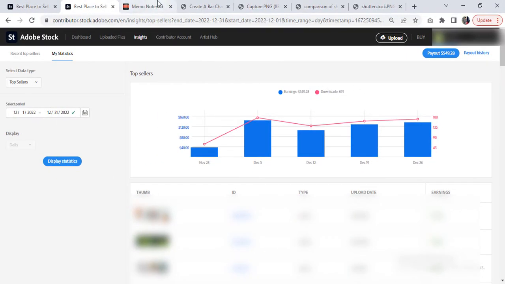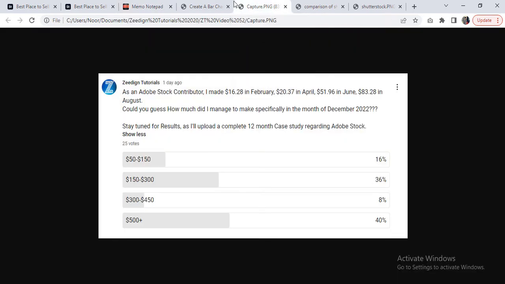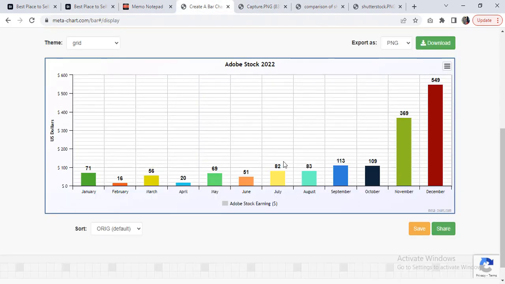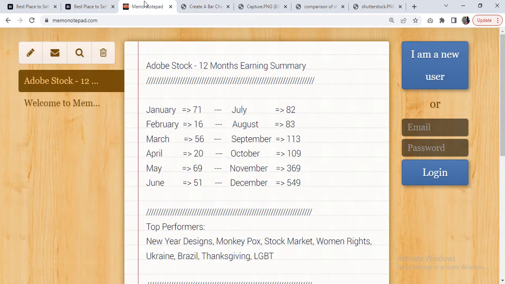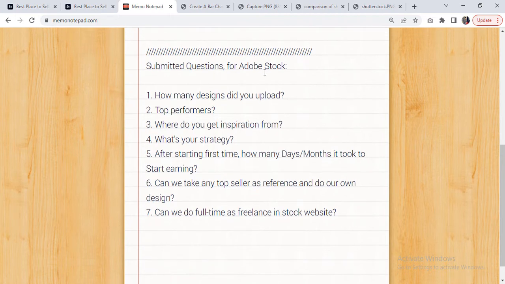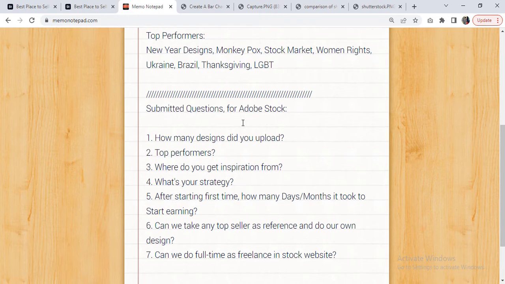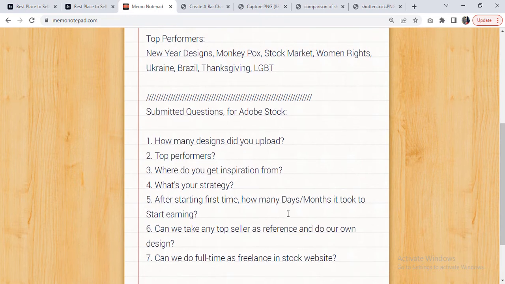Okay, so now that we are done with the earning summary and the chart as well, I hope I have explained that to you. Let's move on to the next part, where I would like to answer some questions of yours, and I will come to the top performers as well, because it is sort of an answer to one of the questions.